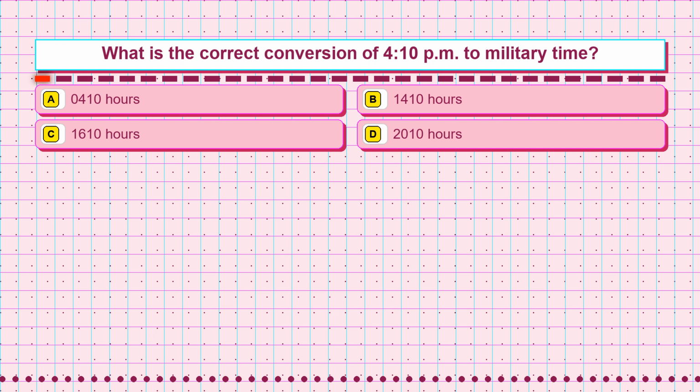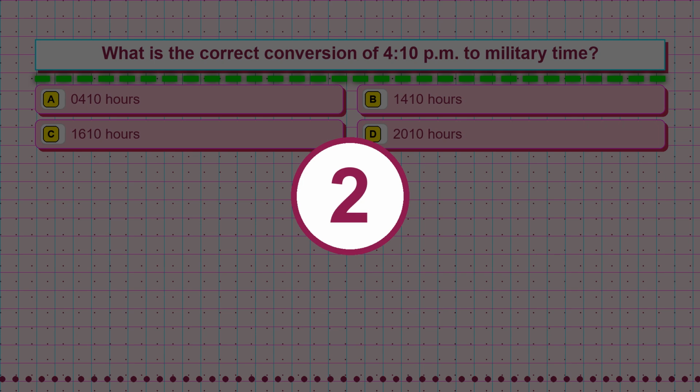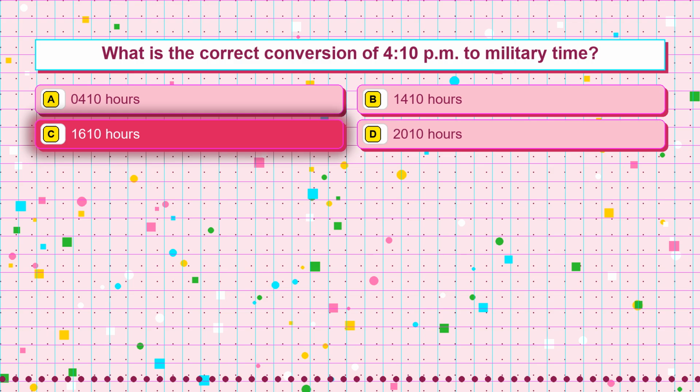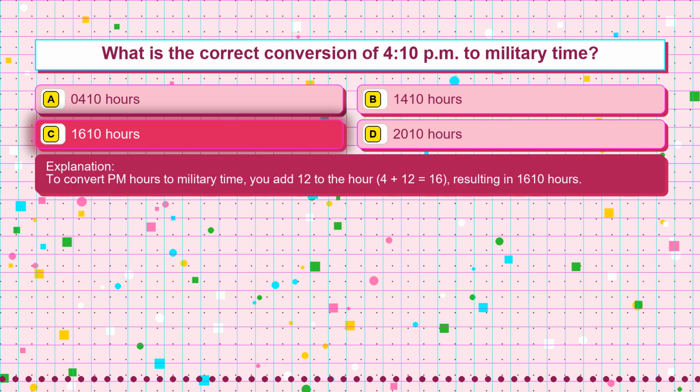Question 74. What is the correct conversion of 4:10 p.m. to military time? Option A is 0410 hours. Option B, 1410 hours. Option C, 1610 hours. Option D, 2010 hours. The correct answer is option C, 1610 hours. To convert PM hours to military time, you add 12 to the hour. 4 plus 12 equals 16, resulting in 1610 hours.